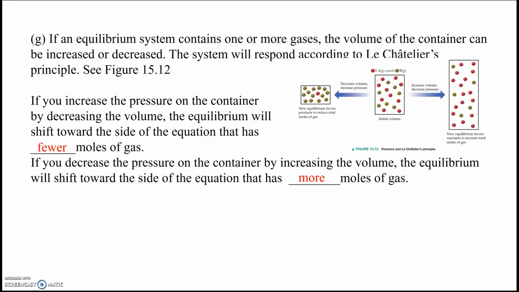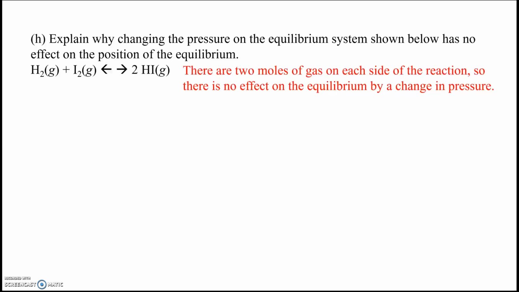I can virtually guarantee you will see a problem like this on the exam, either in multiple choice or free response. All right, question H. Explain why changing the pressure on the equilibrium system shown below has no effect. This is because I've got 2 moles of gas on each side, so that doesn't really have an effect on the equilibrium because there's no side that has an advantage over another side by changing the pressure.